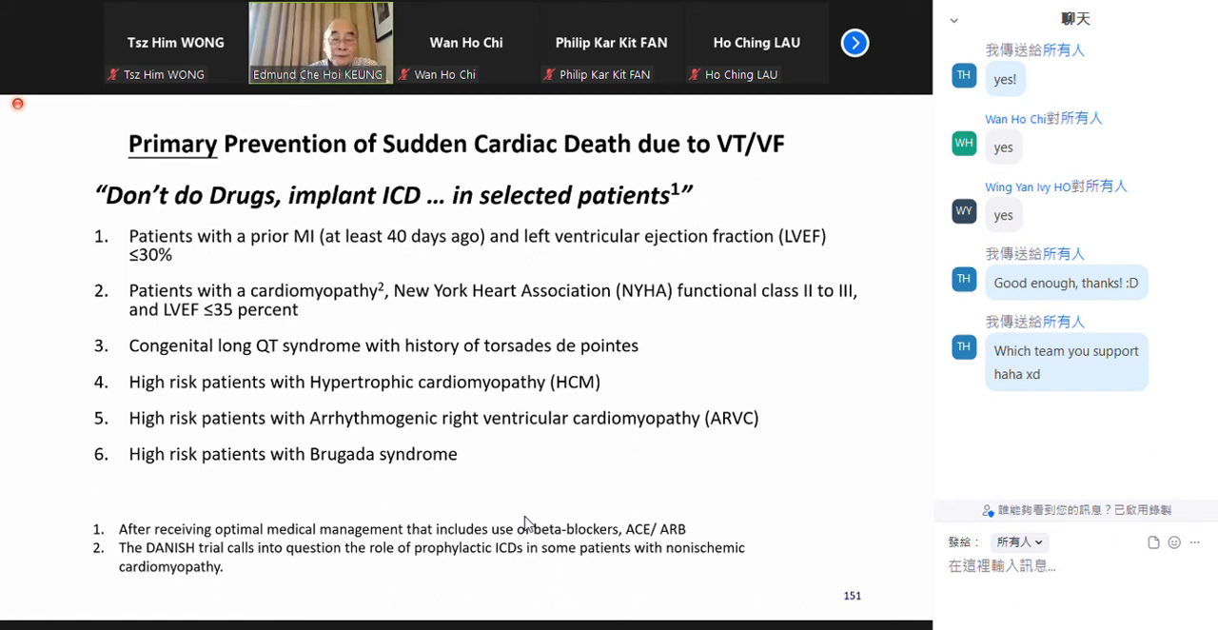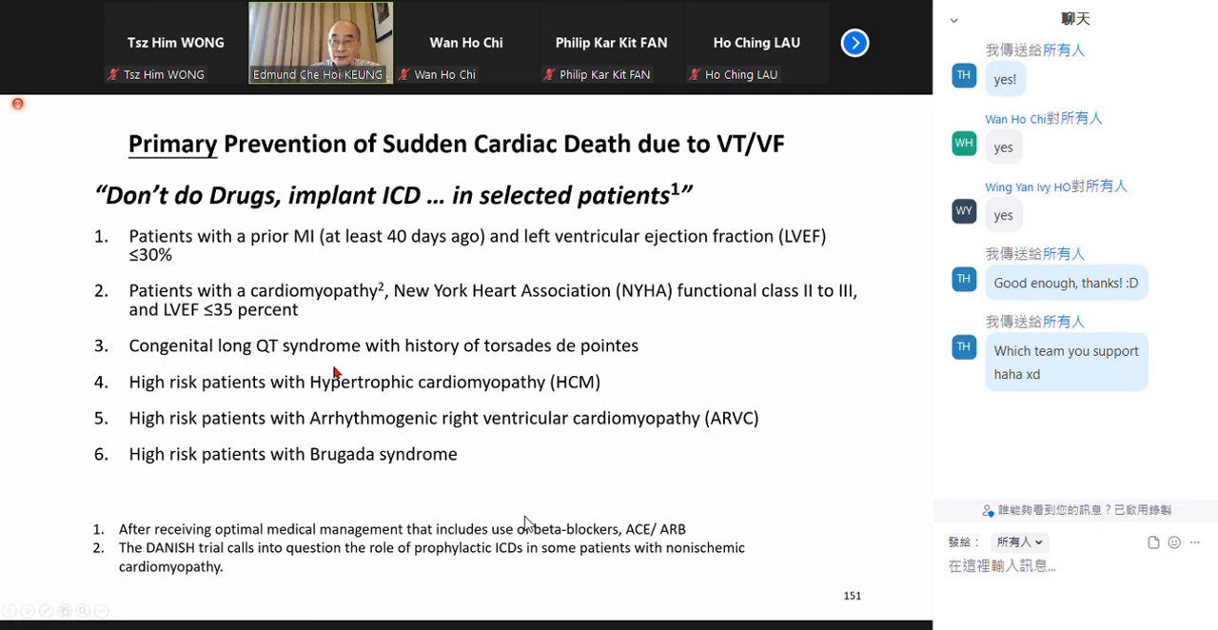And there are many situations when you consider using ICD. What I listed here, 1, 2, 3, 4, 5, 6, these are class 1 indications. And they said, yes, you should do it. But you need to also consider the patient individually. Prior MI, 14 days ago, and LV function is less than 30. Or the patient doesn't have ischemic heart disease, but cardiomyopathy, less than 35%. Most people would do it.